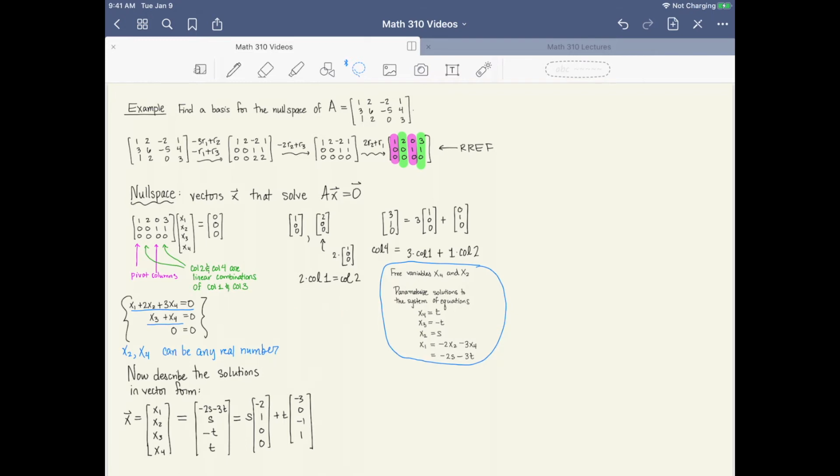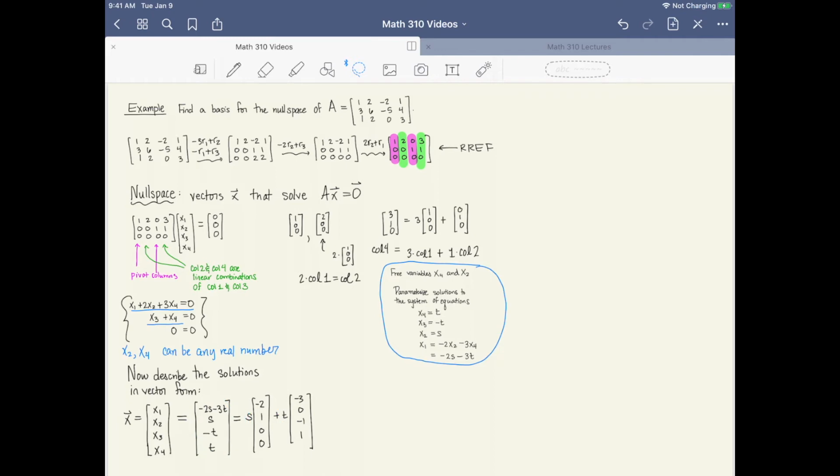Now I'm going to split these up. I want to pull out an s and I want to pull out a t like it's a scalar. s is multiplied times minus 2, 1, 0, 0. And t is multiplied to the vector minus 3, 0, minus 1, 1. This is a way of writing this vector as a linear combination, where s and t are the scalars.